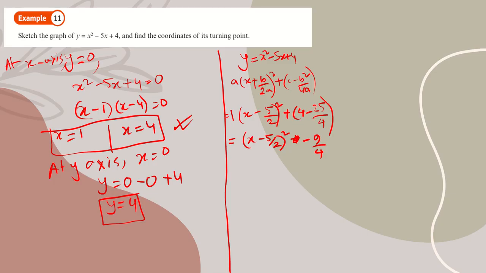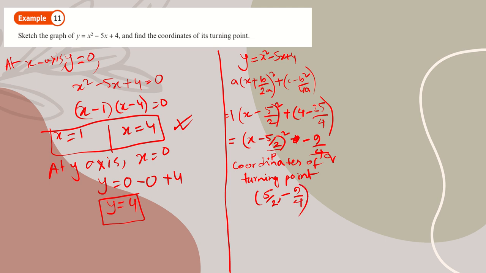So opposite sign of minus 5 by 2, so we can write the coordinates of the turning point. It is how much? 5 by 2, because we have to put the opposite sign. This will be p and this will be q. And the same sign for q, so that is minus 9 by 4.